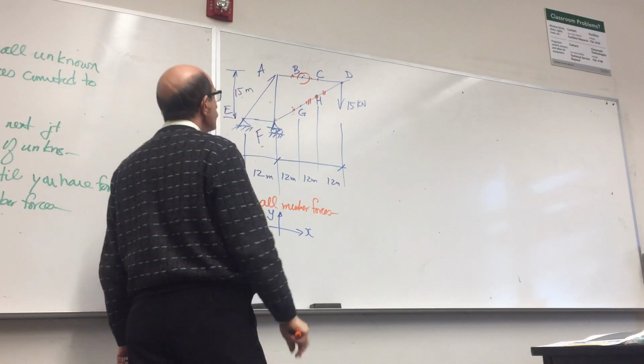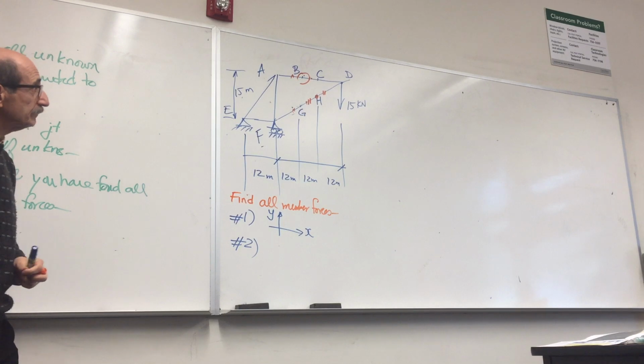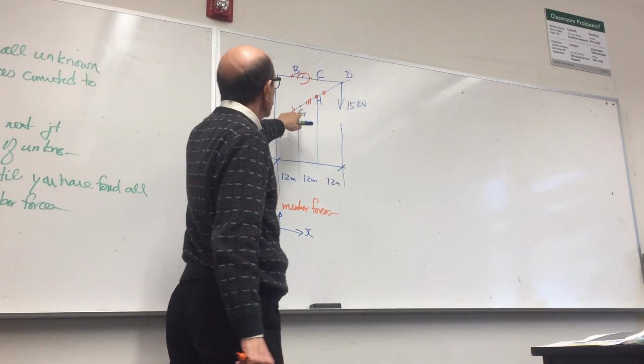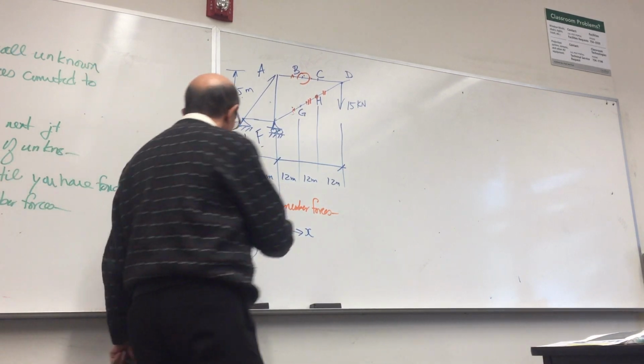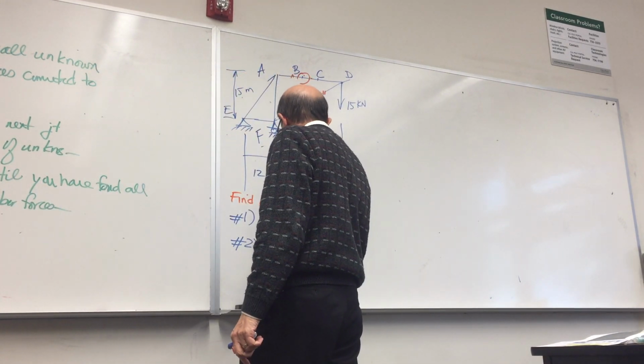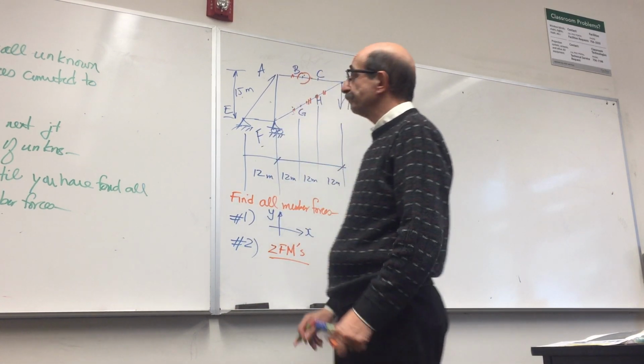Okay? So with that, I now have 1, 2, 3, 4 members to find instead of 13 members. So that's zero force members. Okay?